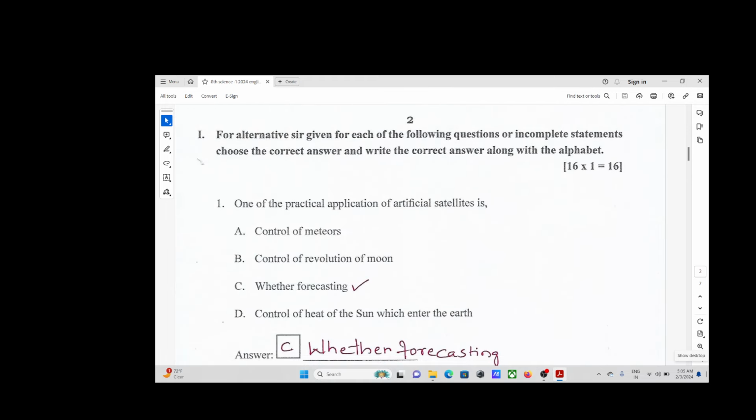Main question 1, for the alternative. Given for each of the following questions are incomplete statements, choose the correct answer and write the correct answer along with the alphabet. Question number 1, one of the practical application of artificial satellite is, option A, control of meteors, B, control of revolution of moon, C, weather forecasting, option D, control of heat of the sun which enter the earth. Correct answer is option C, weather forecasting.